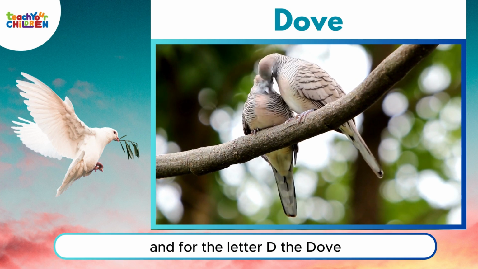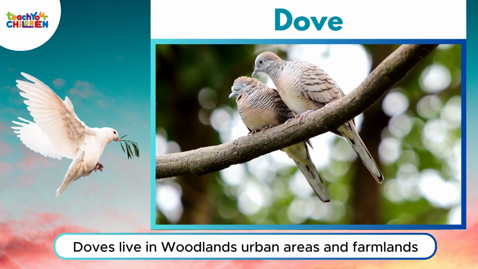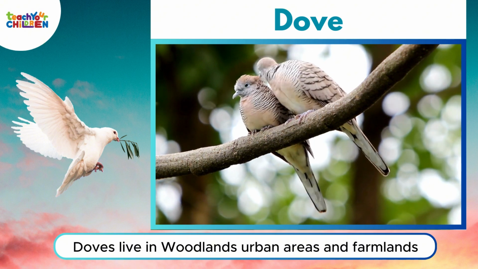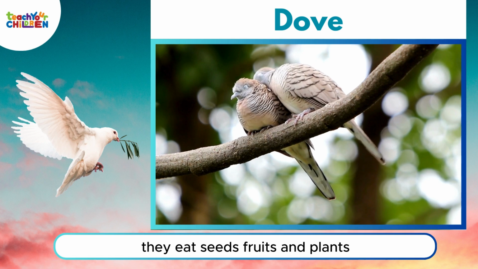And for the letter D, the dove. Doves live in woodlands, urban areas, and farmlands. They eat seeds, fruits, and plants.